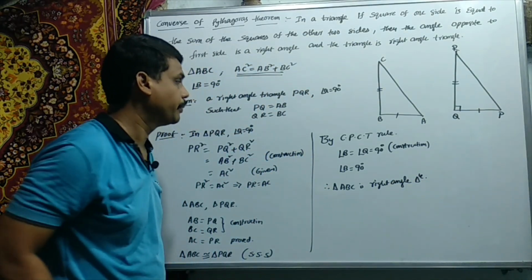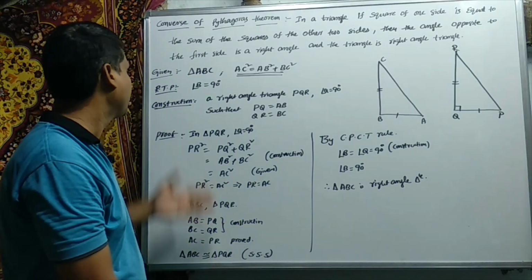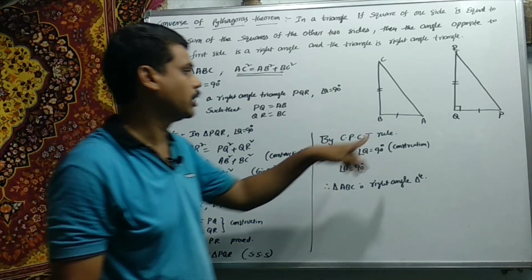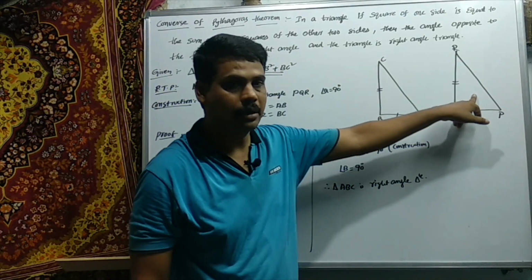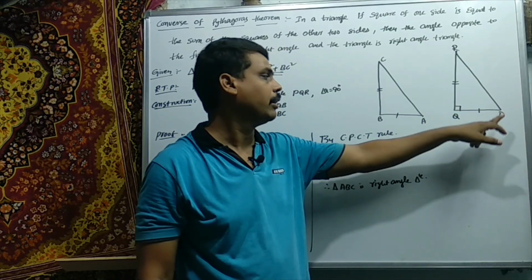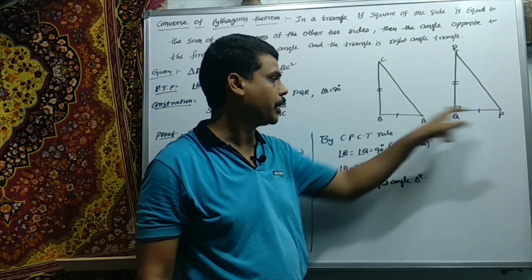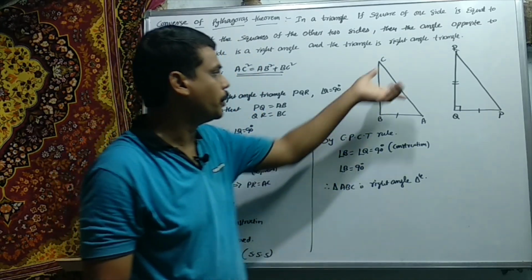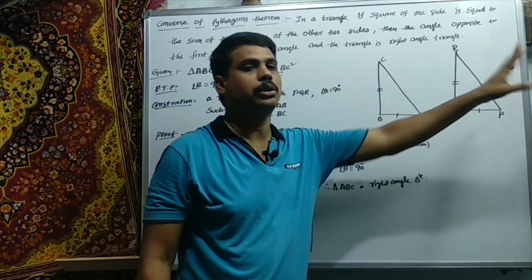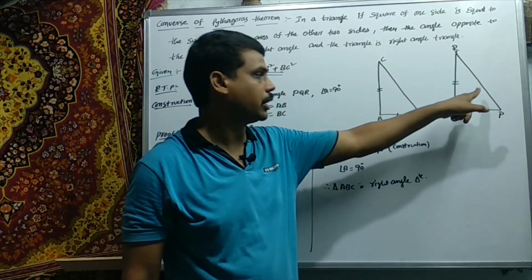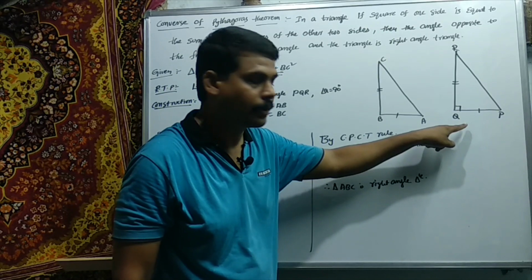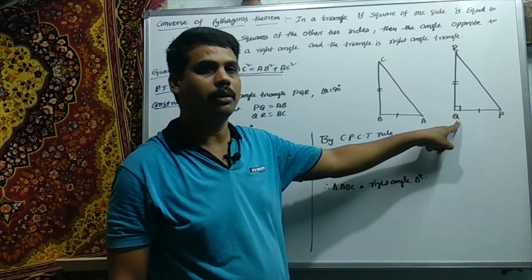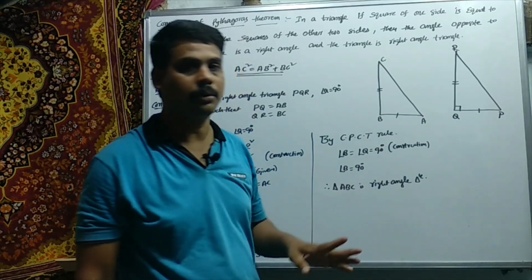Once you observe this, it is a simple technique. The whole proof of the theorem depends only on the construction part. The construction, once again, is that you construct one right angle triangle PQR, such that PQ is equal to AB and QR is equal to BC. And here you have to prove AC is equal to PR. So these two triangles are congruent. Whenever these two triangles are congruent, by the CPCT rule, angle B is equal to angle Q. We know that angle Q is equal to 90 degrees. So therefore angle B is equal to 90 degrees.